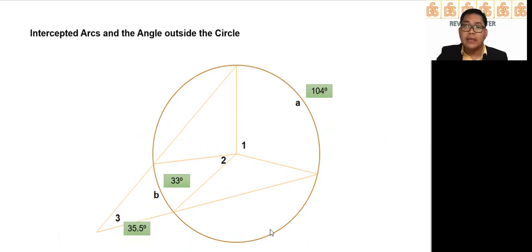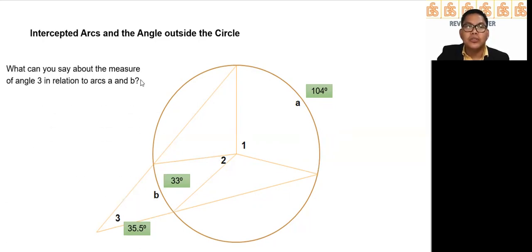Do we see any relationship? Do we see any connections? How are these arcs, the measurements of these arcs, related to the angle? What can you say about the measure of angle 3 in relation to arcs A and B? It seems there is no specific pattern.